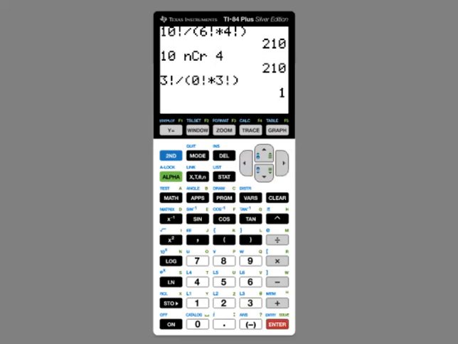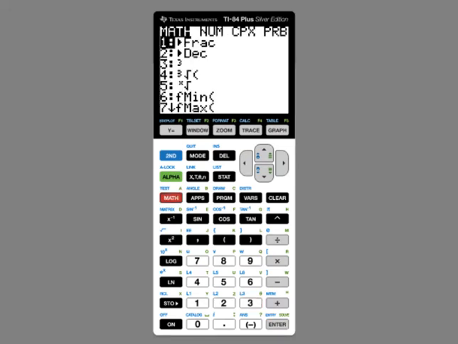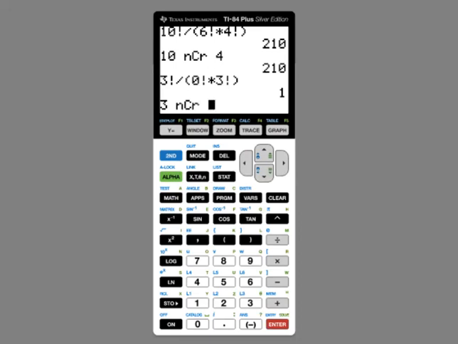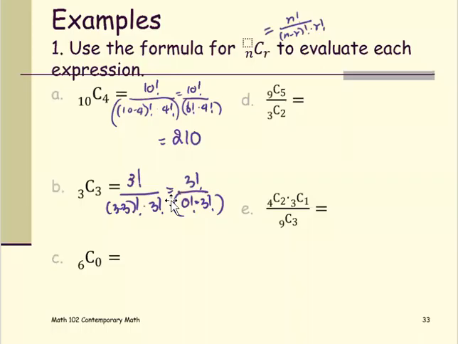Or use the direct formula for the combination of the N selecting R by typing N and go to math, PRB, option 3, and the number R, which is the value 3, to get the number 1 as well. The value is 1.